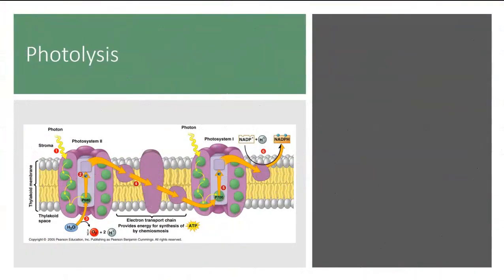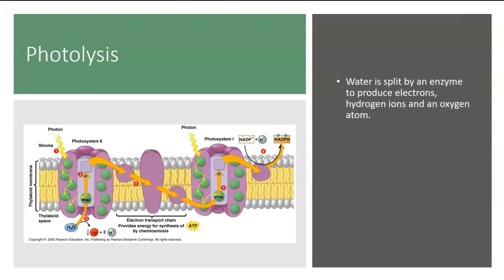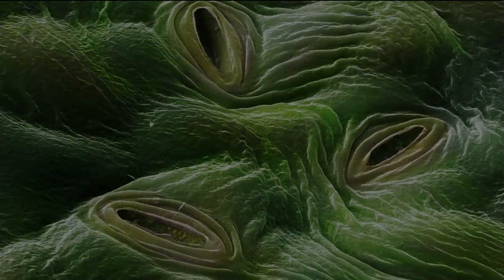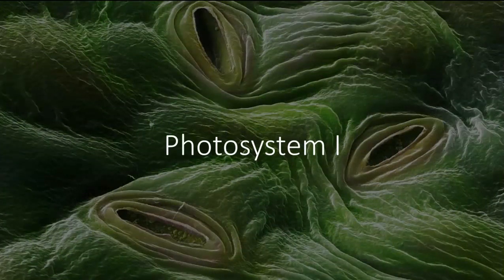So photolysis, where does that come into things? Water is split by an enzyme to produce electrons, hydrogen ions, and an oxygen atom. This process uses the energy from light and is called photolysis. The electrons are supplied to photosystem 2 to replenish those lost. So you see it's actually a continuous cycle. We say photosystem 2, photosystem 1, but it's actually this continuous metabolic cycle.